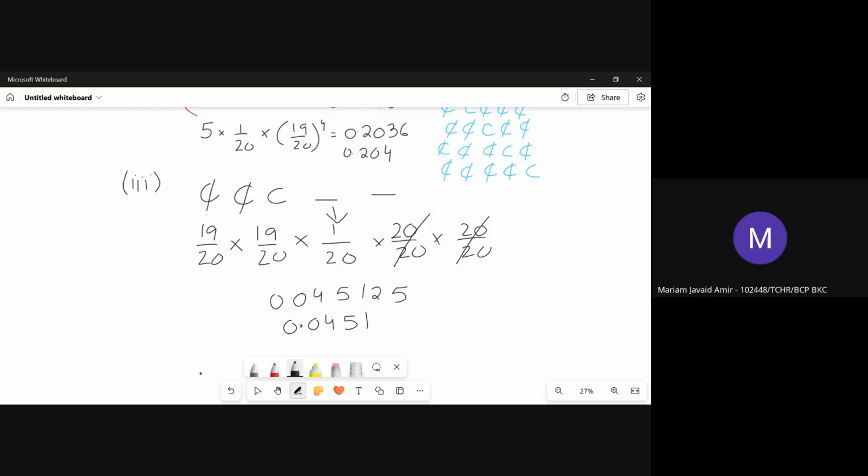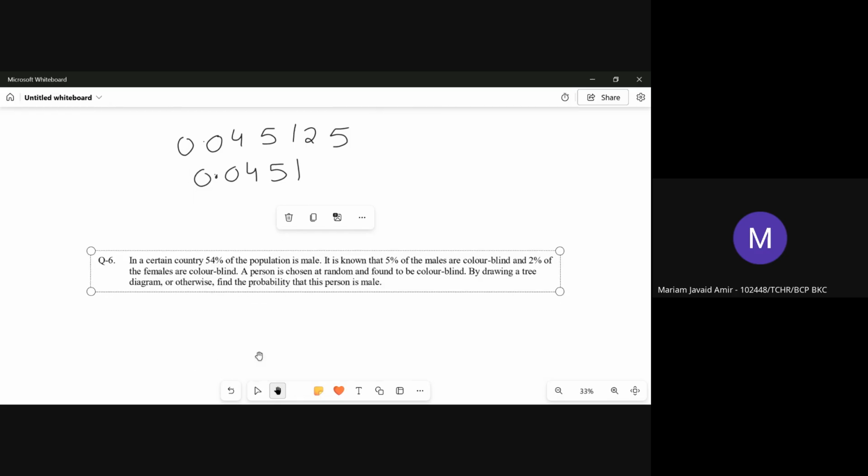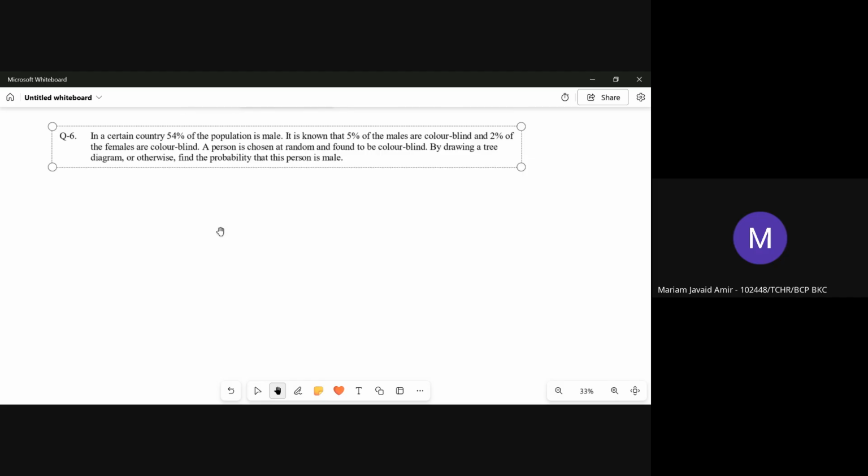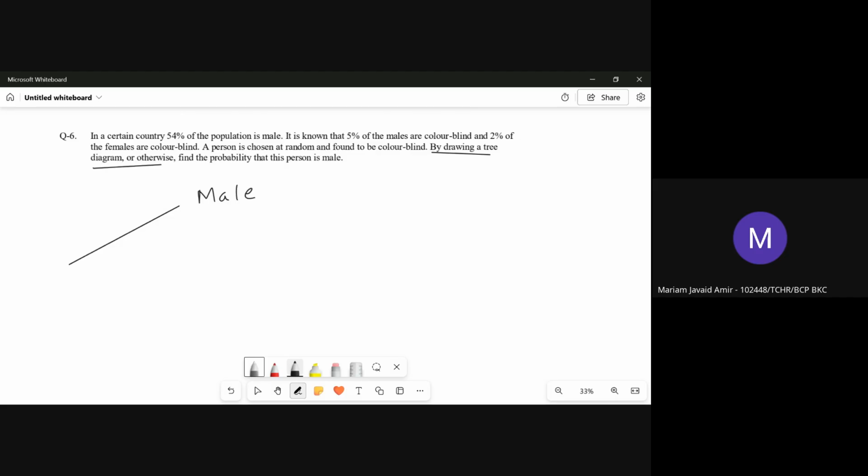Question 6. In a certain country, 54% of the population is male. Okay, I'm going to make a tree diagram here. Although it doesn't say so, it looks like a tree diagram question. Yes, it says so: by drawing a tree diagram or otherwise. So we can write male here and the probability would be 0.54, which means the female population will be 46%, 0.46.